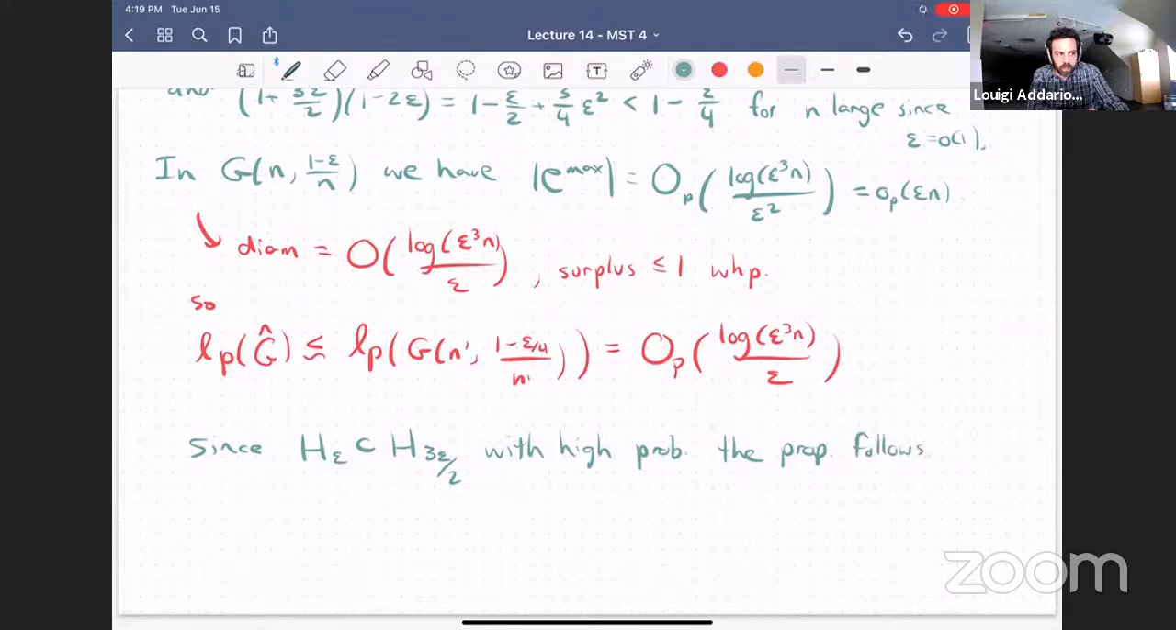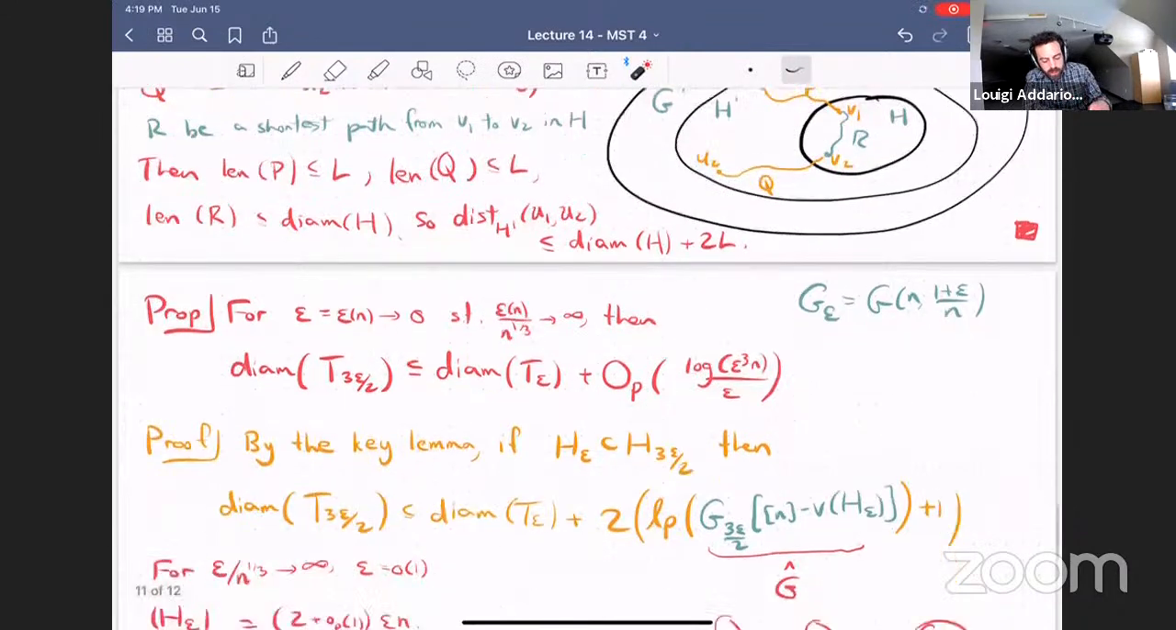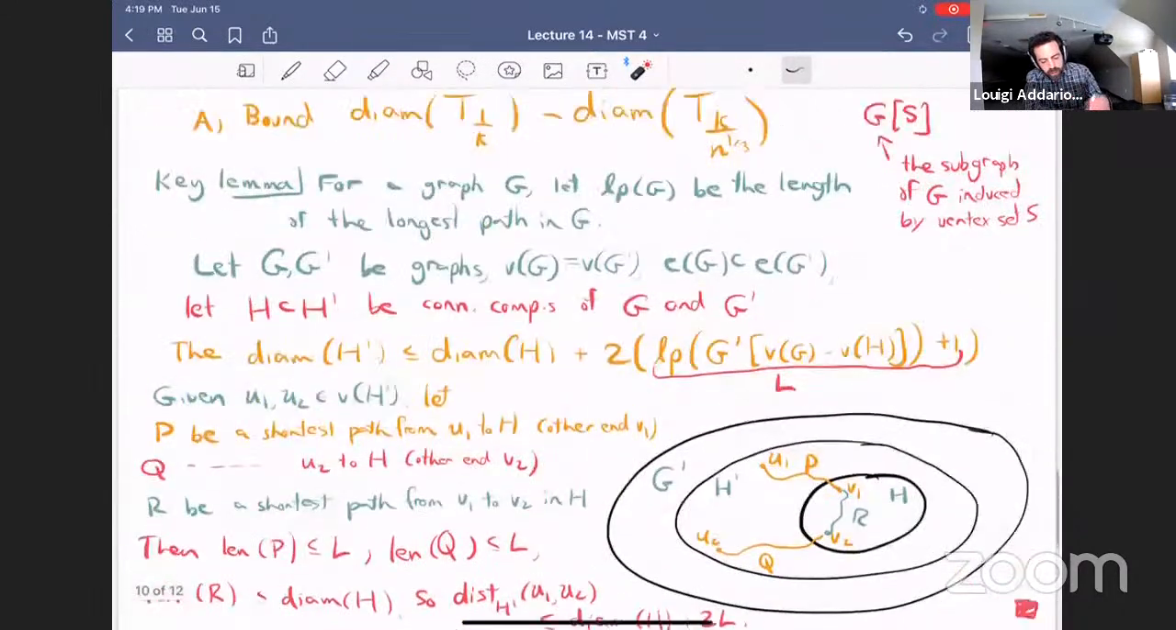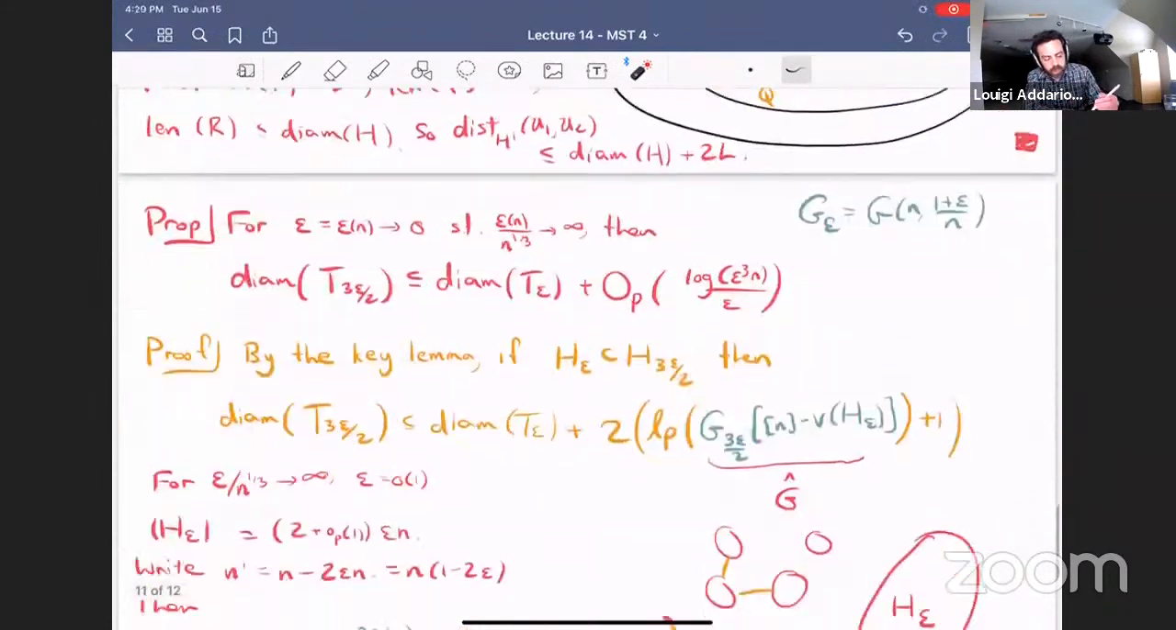Okay, so we've shown a bound on how much the diameter increases when we go from epsilon to 3 epsilon over 2, and note that the bound gets better as epsilon gets bigger, because it's something with a log epsilon on the top and an epsilon on the bottom. Now we'll use that to finish this step A of bounding the diameter increase when we go from constant over n to the third to 1 over constant.